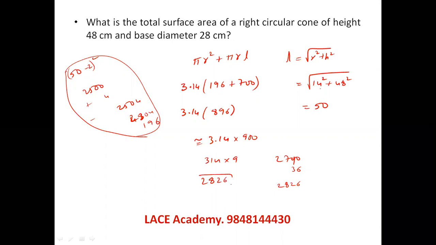It should be just less than 2820, very approximately. So I'm just approximating the things instead of wasting time for exact answers. So the answer should be very near to 2820 or 2810. Take that option and go to the next question.